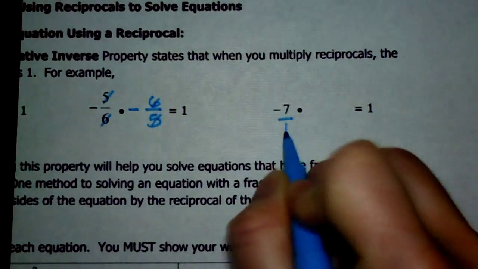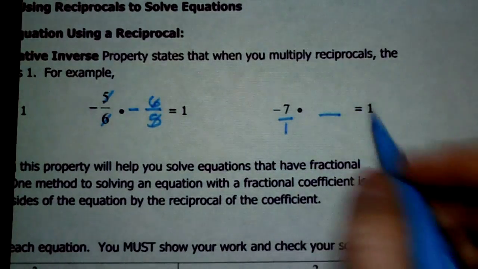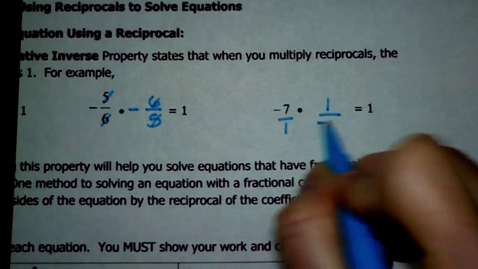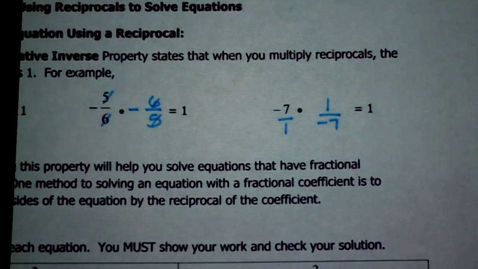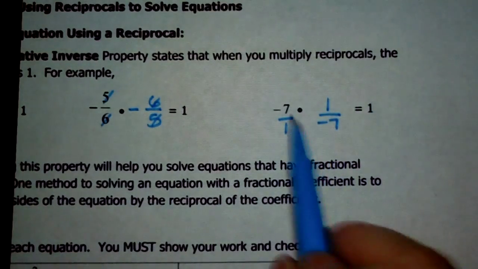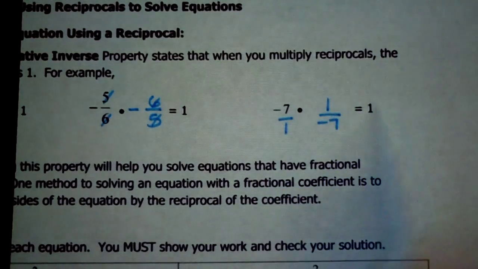When you see a whole number and I ask you for the reciprocal, remember -7 means the same thing as -7 over 1. So for our reciprocal, we can put the 1 in the numerator spot, the -7 in the denominator spot. When you cross cancel, you would still get 1.